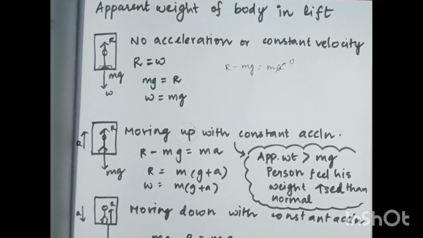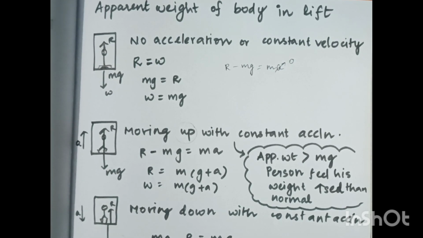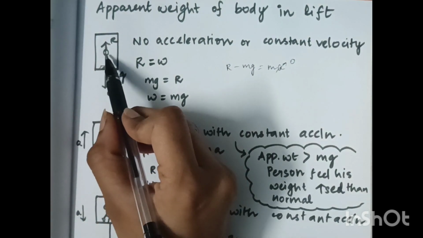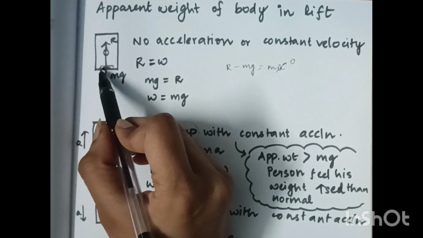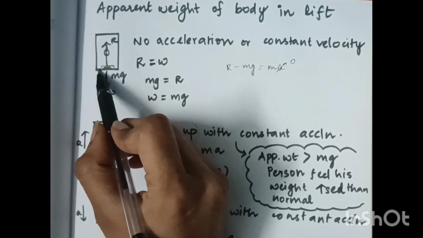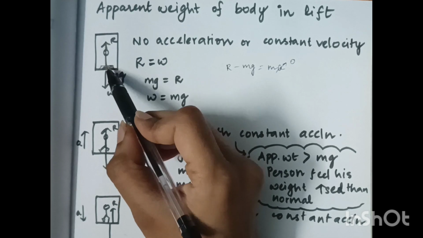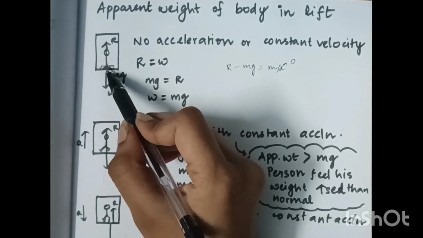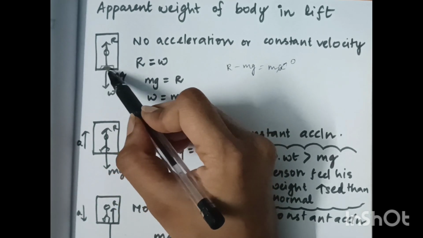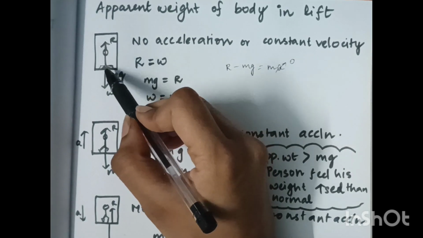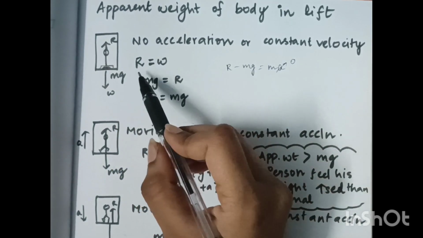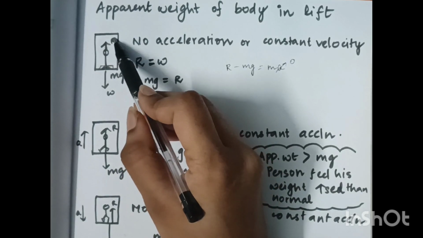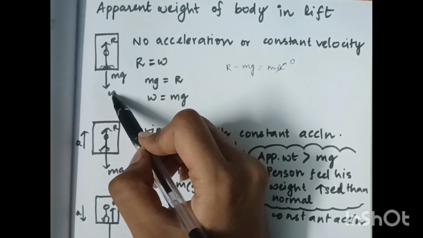Let us see different cases where we are going to find apparent weight of body in lift. First case, we are going to find for no acceleration or constant velocity. Before that, let us take a man. He is standing in the lift, and inside the lift he is standing in the weighing machine, and he is exerting a weight in this way on the machine, and the machine is also exerting the reactionary force R in the upward direction. And this R reactionary force, the force of reaction, is equals to W.